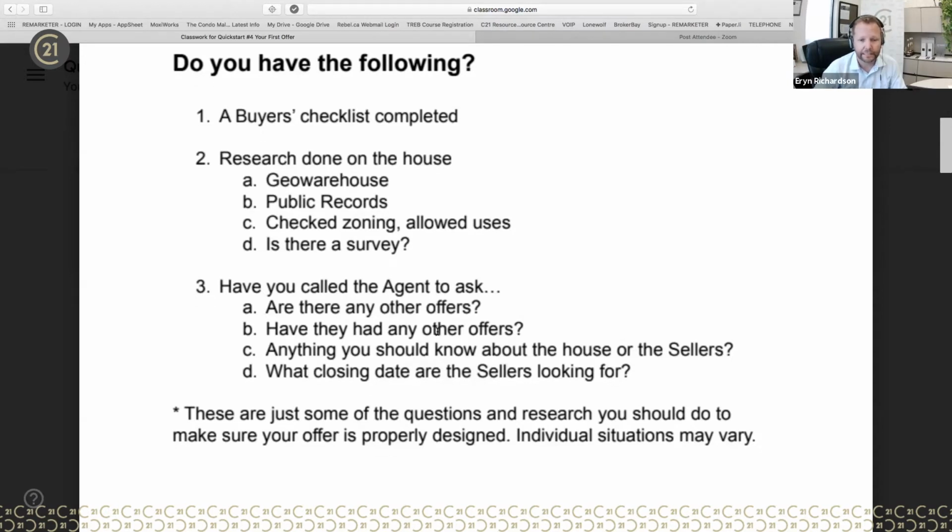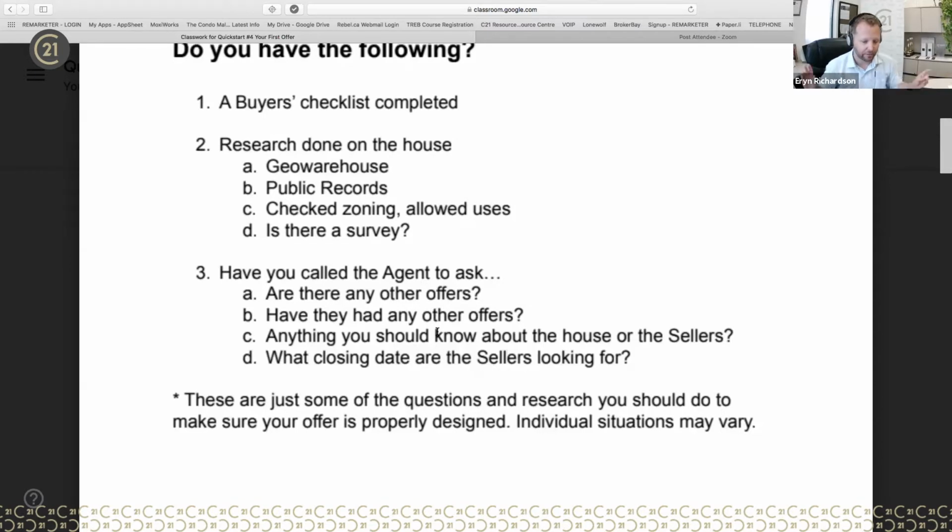So number 3, have you called the agent? So now you're set and ready. You want to put an offer in. You've checked GeoWarehouse. You've got everything ready.